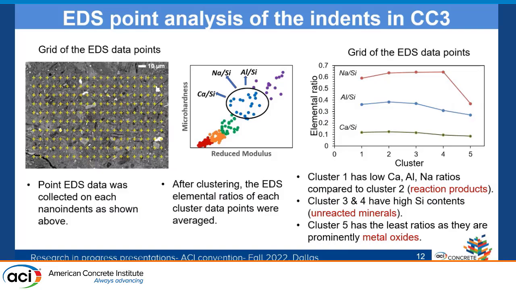If you see cluster 1, it has low calcium, aluminum, and sodium ratios compared to cluster 2. Both these clusters represent the reaction products. Clusters 3 and 4 have high silicon contents in the material, and both represent the unreacted minerals. Cluster 5 has the least ratios because they are coming from the metal oxides.